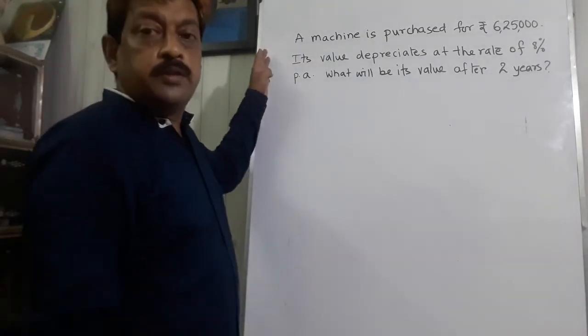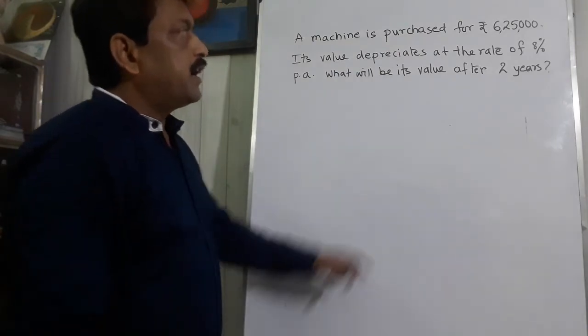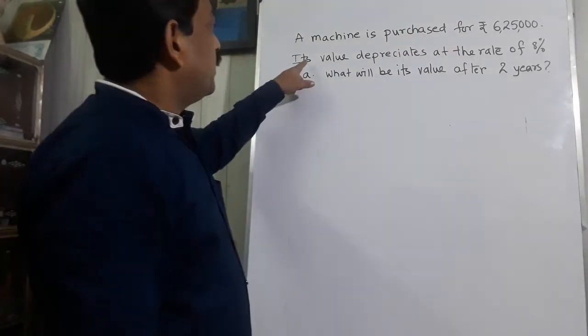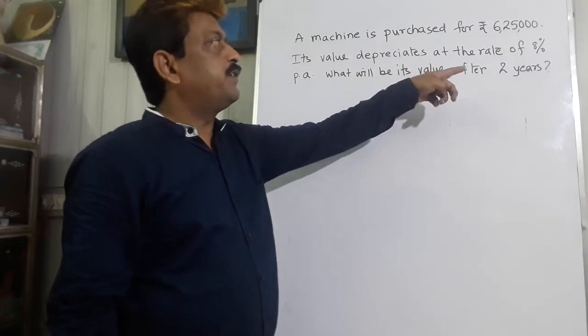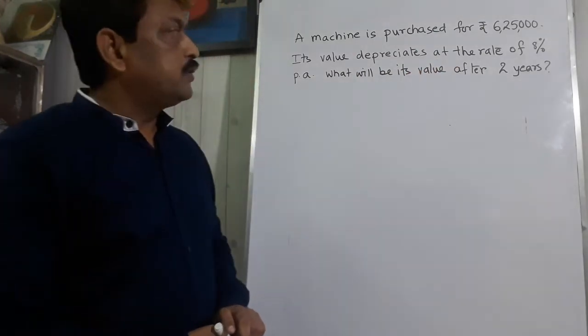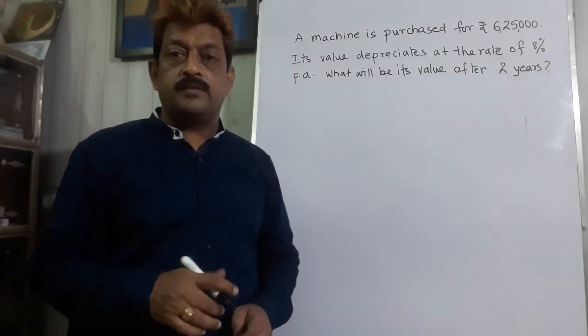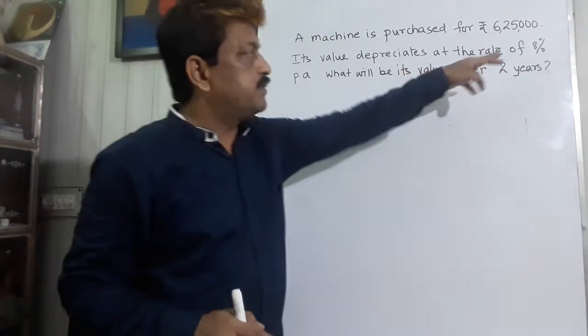Okay. So let me do one more sum. So here is the question. A machine is purchased for rupees 6,25,000. Its value depreciates at the rate of 8% per annum. What will be its value after 2 years? Depreciates means the value is decreased. So this is the rate of decrease, 8% per annum.